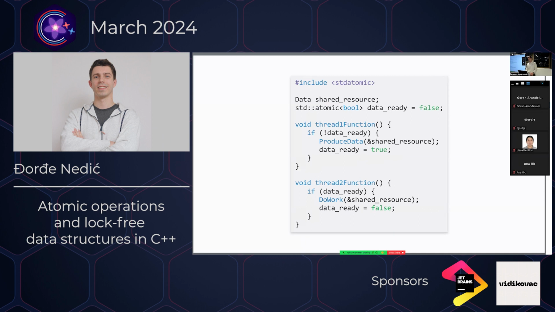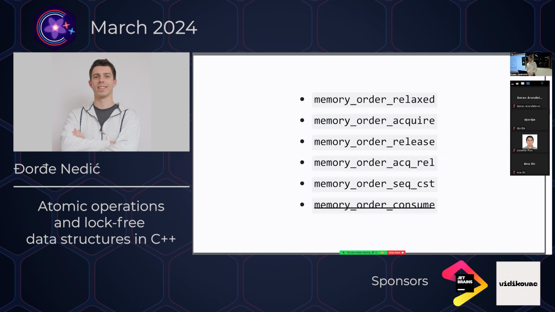However, there's something under the hood. So when we are reading or writing to this variable, we are implicitly using a certain memory ordering. And there are actually 6 types of memory ordering we can set on an atomic operation. By default, we're using sequential consistency. But let's start off from the weakest one.